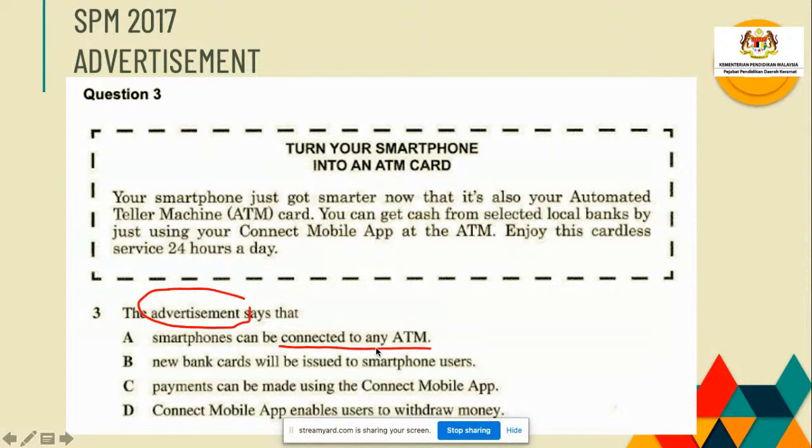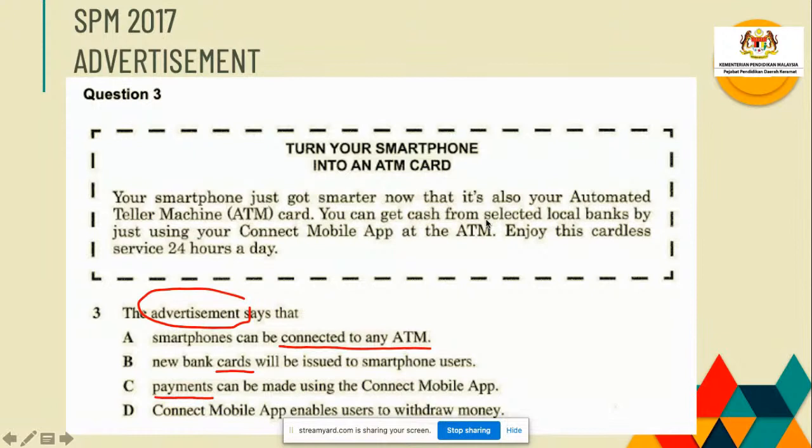Lepas tu B, dia cakap apa? New bank cards will be issued to smartphone users. So yang kita kena tengok, kalau kita nak pilih B, kena ada perkataan new bank cards. Kalau kita nak pilih jawapan C, kena ada perkataan payments. Payments can be made using the Connect mobile app. Dan kalau kita nak pilih D, kena ada perkataan withdraw money. Okay, Connect mobile app enables users to withdraw money. Okay, membolehkan orang keluarkan duit. So bila kita baca, kita cari bukti dulu. Okay, we try to find the closest keywords.